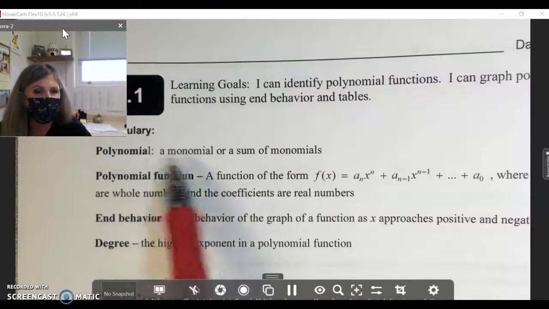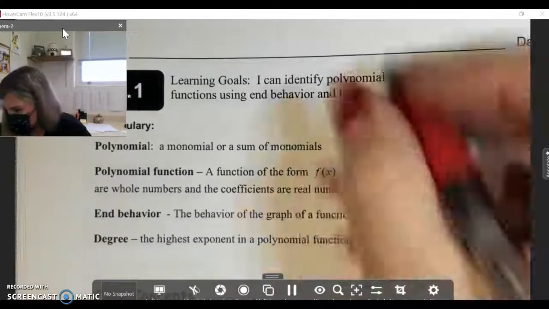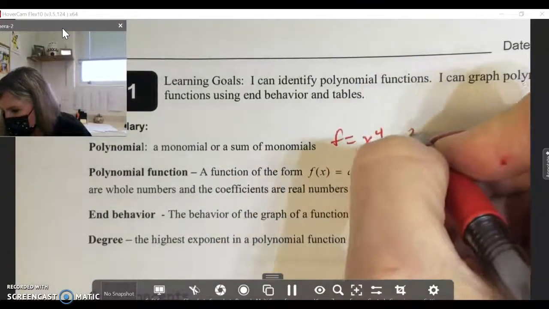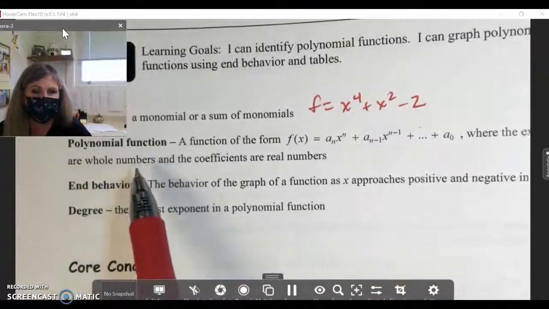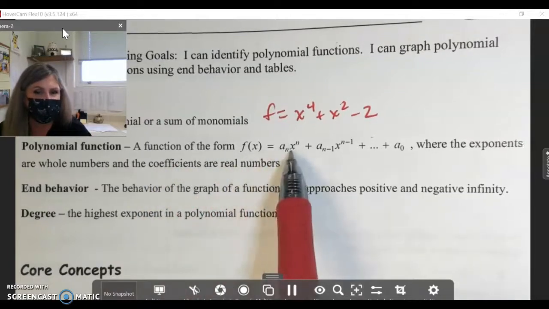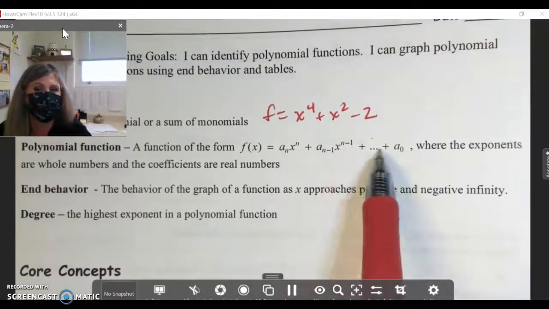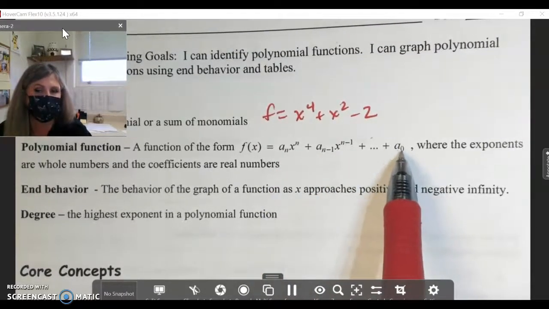So a polynomial function is just a monomial or a sum of monomials. So when I'm talking about that, we're saying like x to the fourth plus x squared minus 2. That's a polynomial. We've been talking about those. A polynomial function should be written in descending order, so we should put the highest power of x first, then the next one, all the way down to the constant. A sub 0 is going to be the constant term.